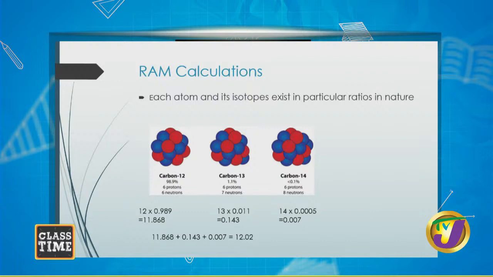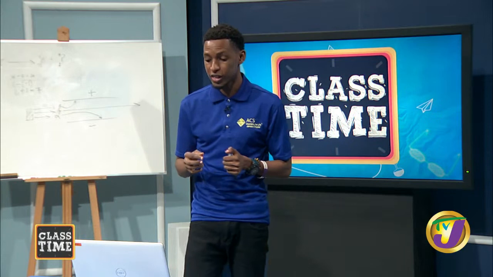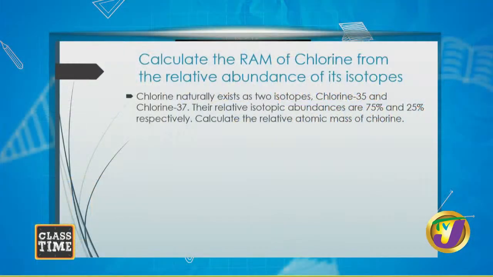Let's try the same thing for chlorine. Chlorine naturally exists as two isotopes, chlorine 35 and chlorine 37. Their relative isotopic abundances are 75% and 25% respectively. Calculate the relative atomic mass of chlorine. Now, to get the relative atomic mass of chlorine, all we do is multiply the masses by the abundance.